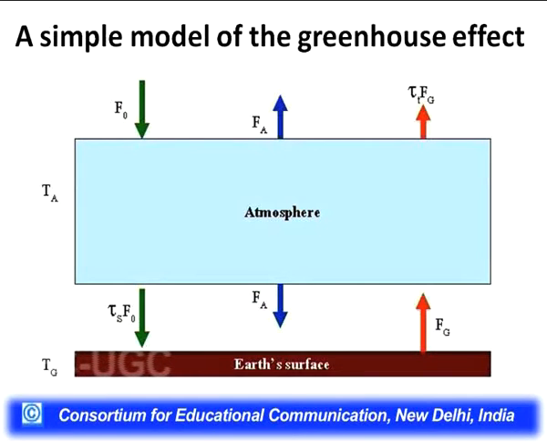Now, what happens when the earth re-radiates the energy? It is radiating an energy flux of Fg, and after that Fg is attenuated by the atmosphere, the remaining which comes out of the atmosphere is τT Fg.